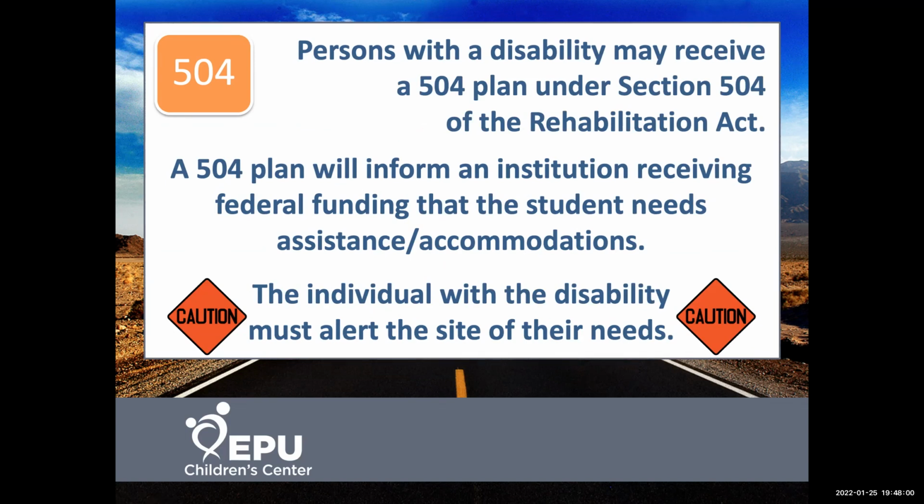So persons with a disability may receive a 504 plan. It's under that law, Section 504 of the Rehabilitation Act. It informs the institution receiving federal funding that the student needs accommodations. And if they're getting federal funding, they're entitled to those accommodations. However, the individual with the disability must let the school know. The school cannot do anything; they're not going to be mind readers and just know that the student comes with extra time on a test. For some of our students, they don't realize that. So we're going to help guide them as family members to get to the disability office so they can have those accommodations put down at the school and get them on their college campus.